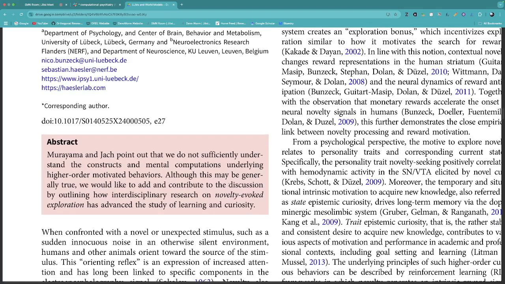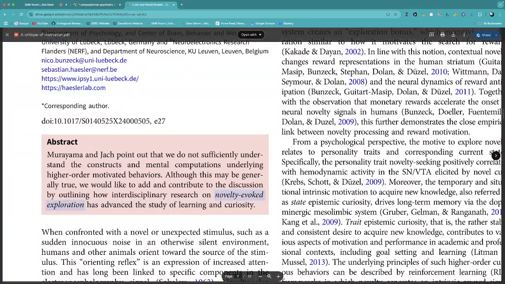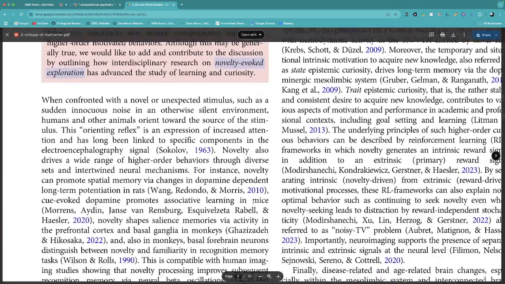And the abstract here is, Murayama and Jach point out that we do not sufficiently understand the constructs and mental computations underlying higher order motivational behaviors, or motivated behaviors. Although this may be generally true, we would like to add and contribute to the discussion by outlining how interdisciplinary research on novelty-evoked exploration has advanced the study of learning and curiosity.